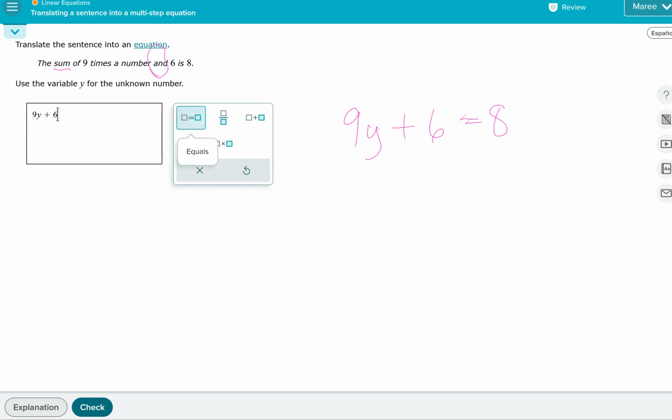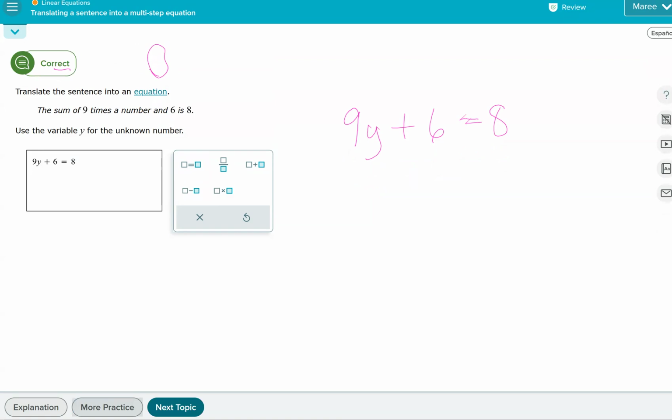And then I'm going to use this. I think I can go with that. Yeah, good. The equal sign equals 8. So we're just translating straight across.